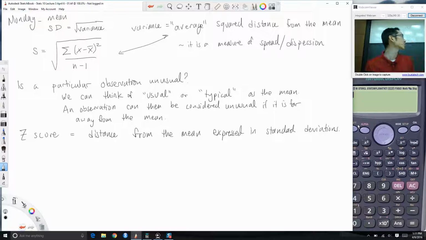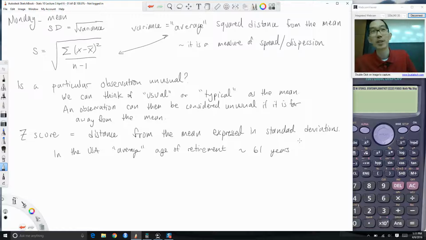Okay, and so I'm just making up this example here. Let's say in the USA, we'll say the quote-unquote average age of retirement, and this is not entirely factual. I'm just picking some nice numbers here. We'll say average age of retirement is something around, we'll say, 61 years. Okay? Quote-unquote average. Some people retire earlier than that, some people retire later than that.